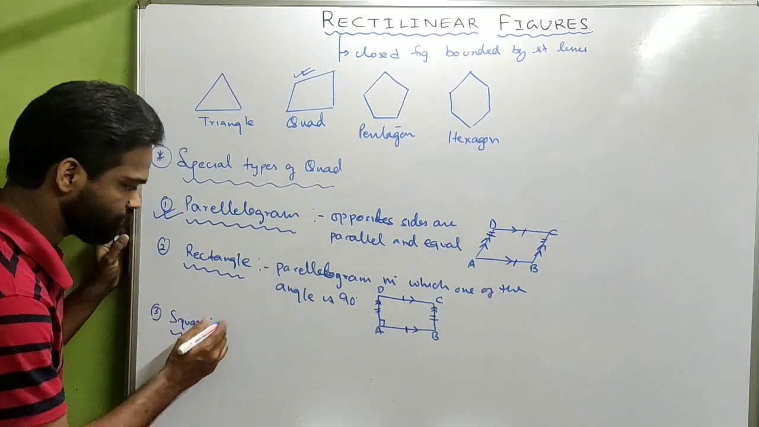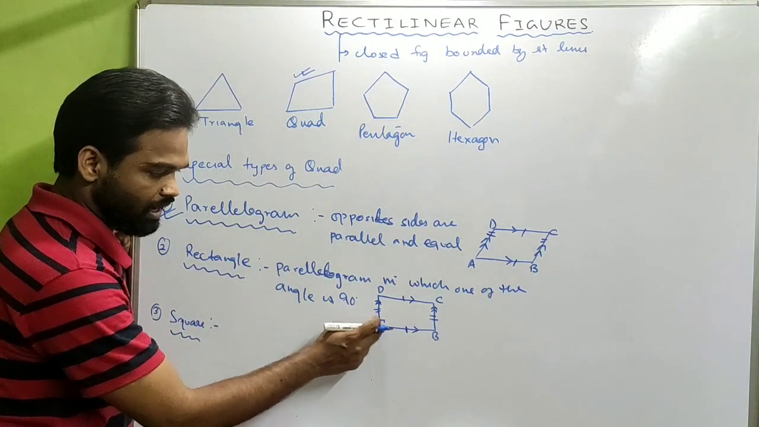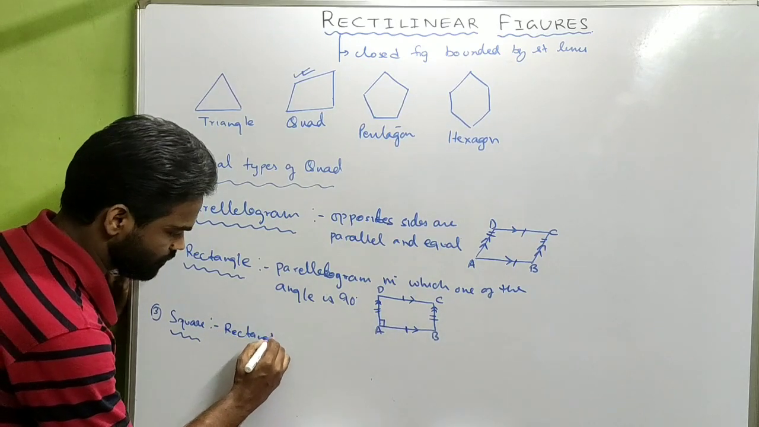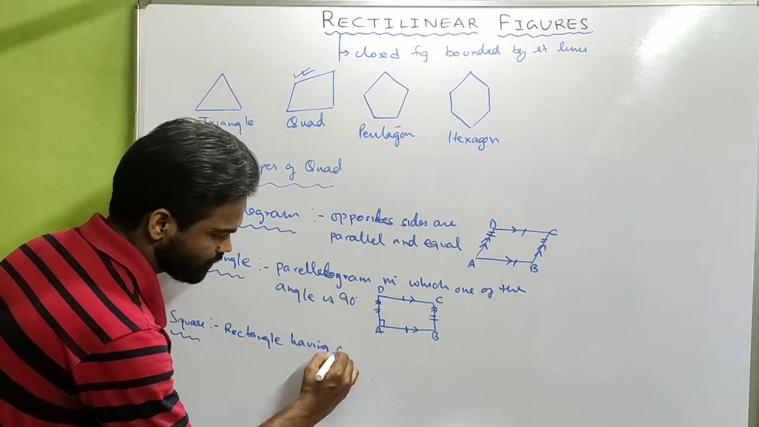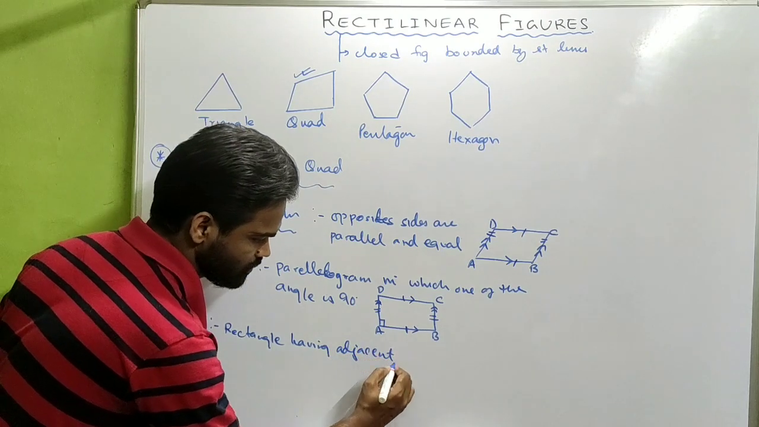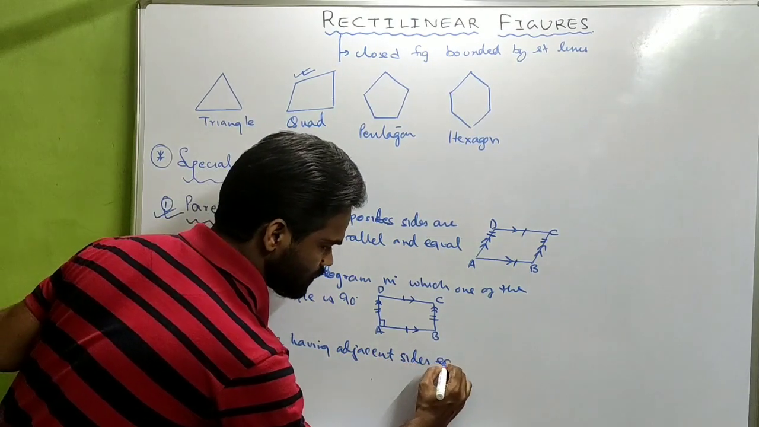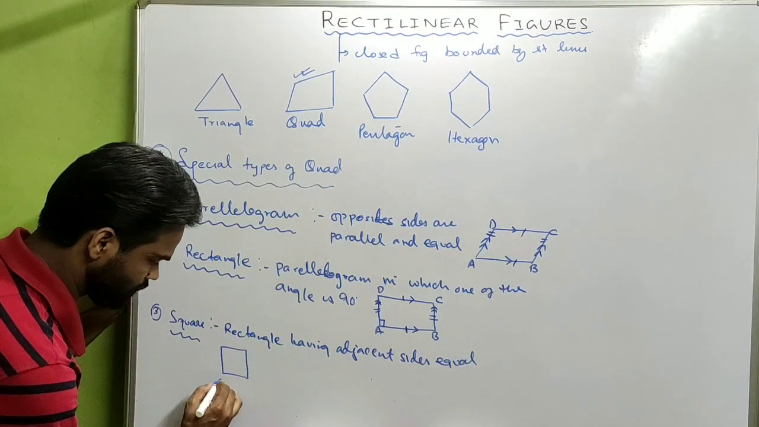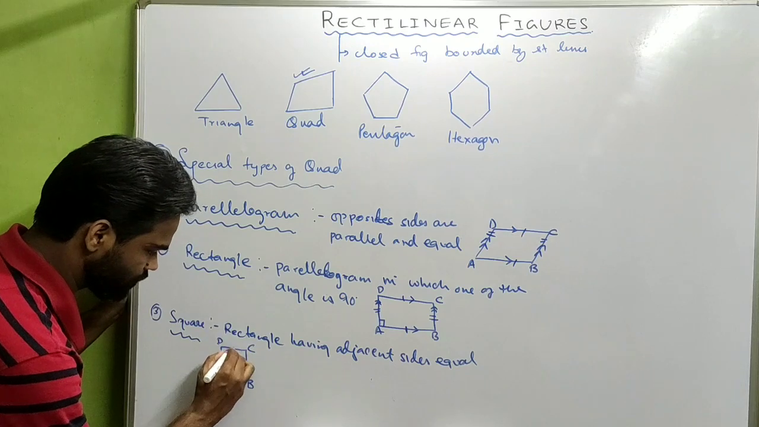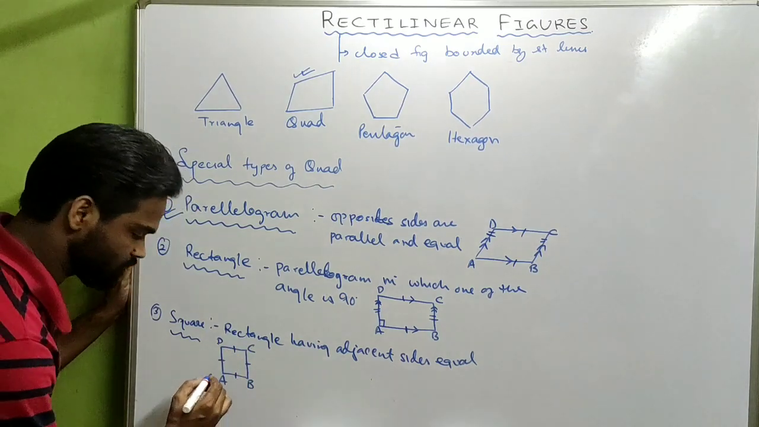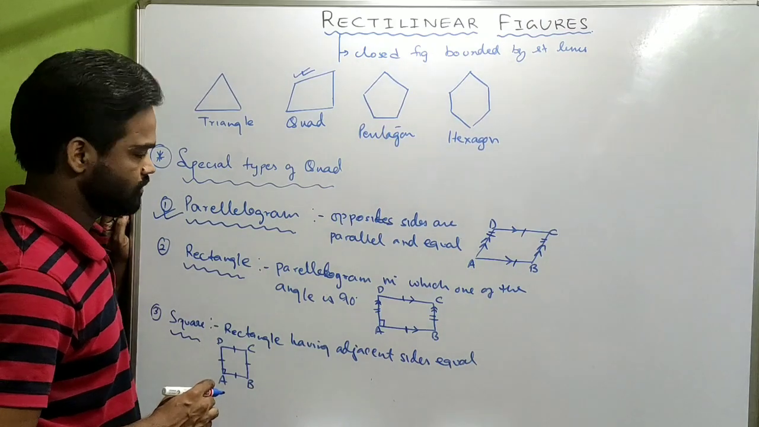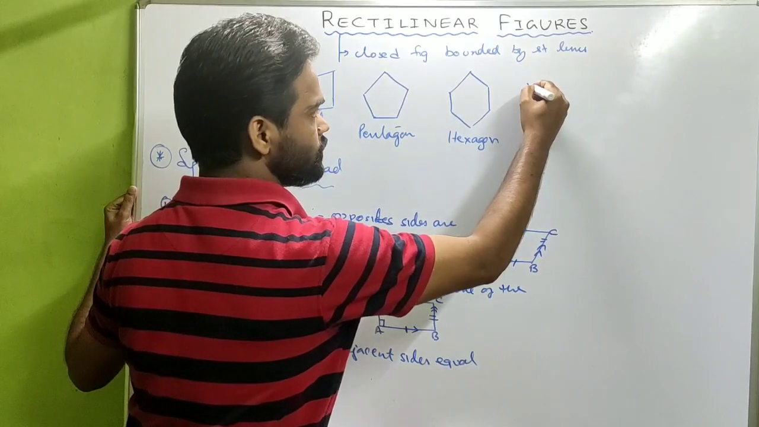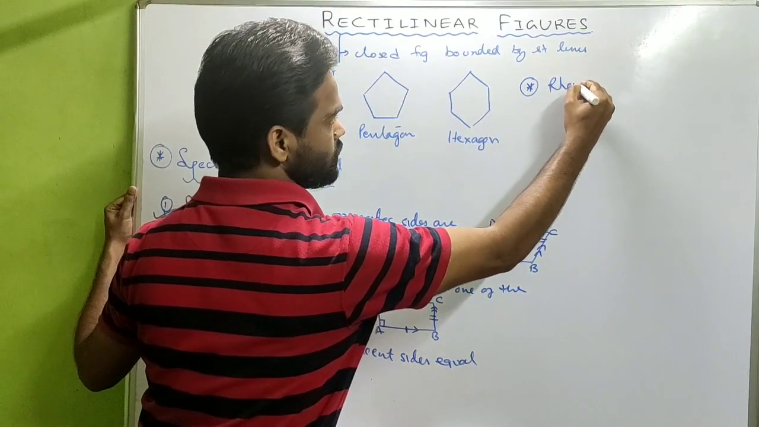Now a square is a special case of a rectangle in which the adjacent sides are equal. A rectangle having adjacent sides equal, which means it looks something like this. Look over here, all the sides are equal as well as the angles are 90 degrees. So we have talked about parallelogram, rectangle, square. Now let us see a rhombus.